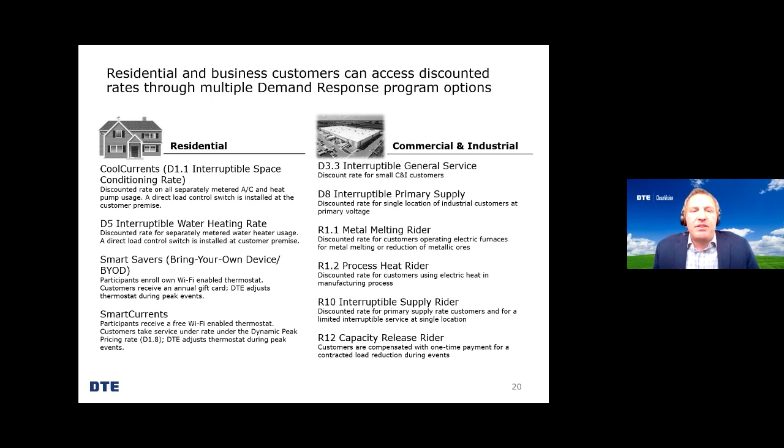The Smart Currents program is unique as it is a dispatchable DR program as well as a non-dispatchable DR program. In the Smart Currents program, DTE provides the customers with an Ecobee 3 Lite thermostat, which is a programmable connected Wi-Fi enabled thermostat. This allows DTE to adjust the thermostat during the DR event. In this program, the participating customers also go on our dynamic peak pricing rate, which is a time of use rate the company offers. On the industrial side, customers get a rate break for participating on an interruptible tariff.